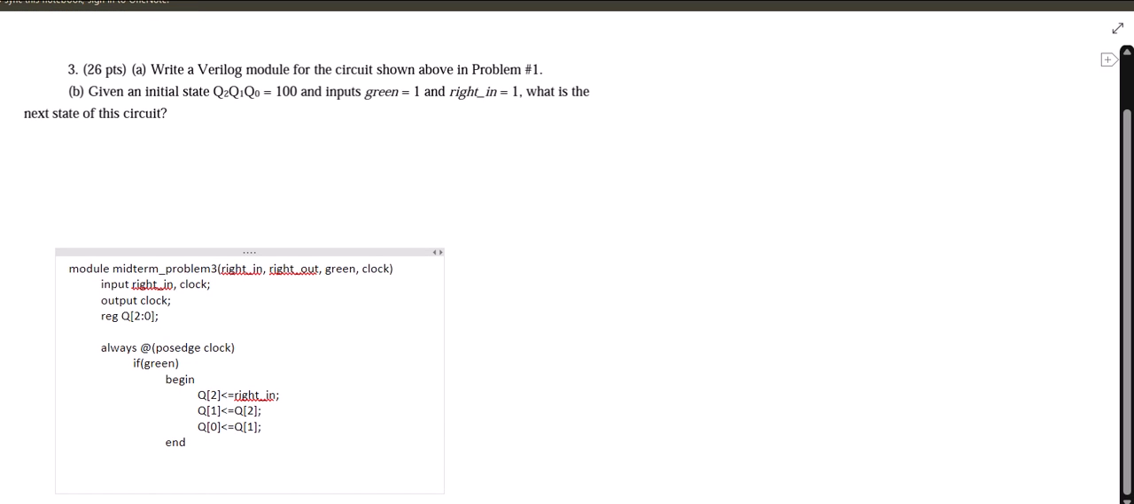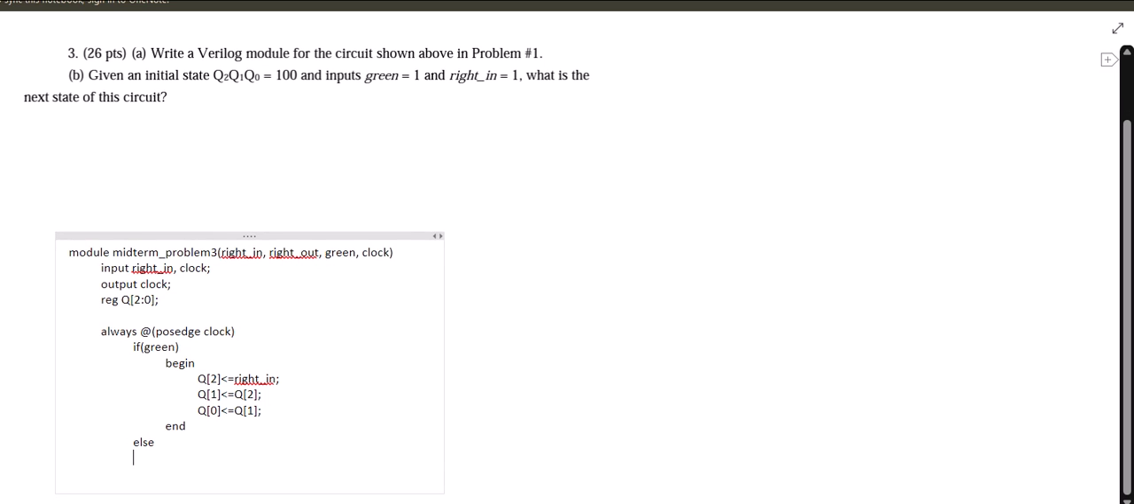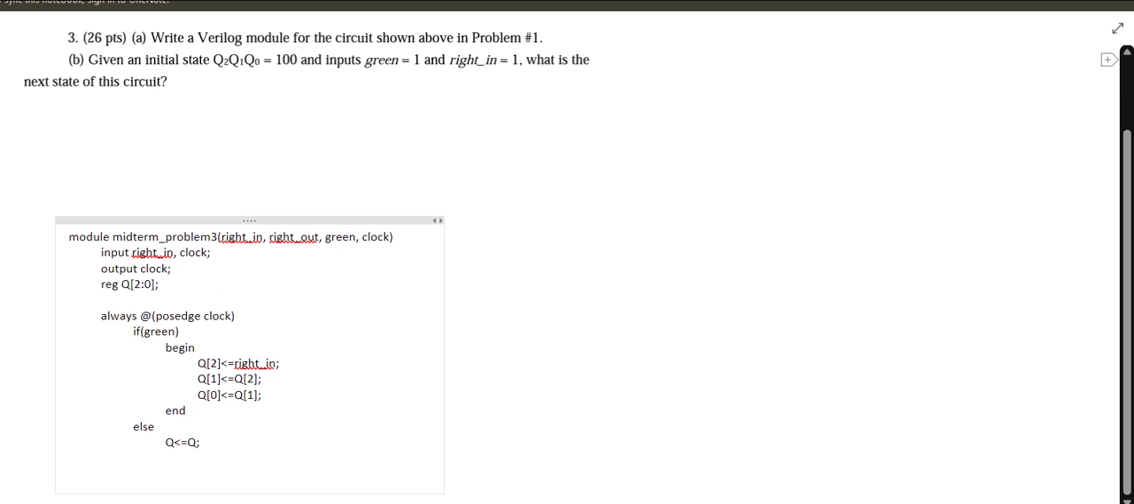Okay, so that's what we do if green is 1. Else, we want it to just keep its value, to stay what it is. So we could say Q equals Q, and having Q there without saying Q0 or Q1 or Q2 is going to do all of them. Now, we don't actually have to do that else statement. If we don't, it'll still work because it doesn't change anything. Then we get out of the always block.